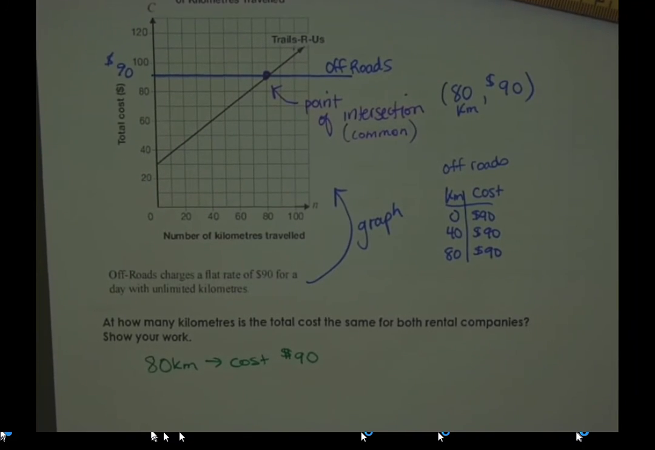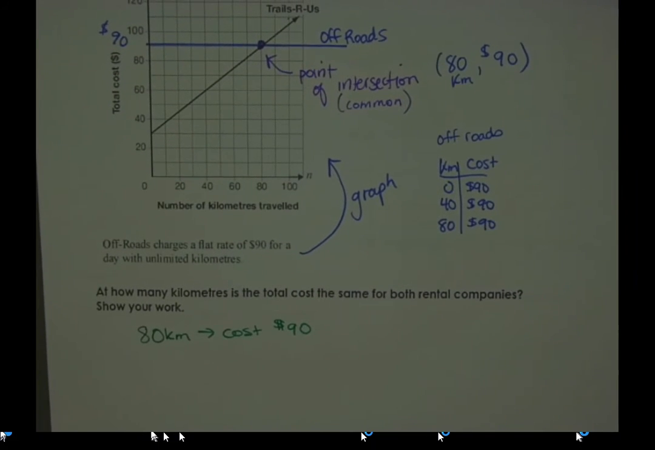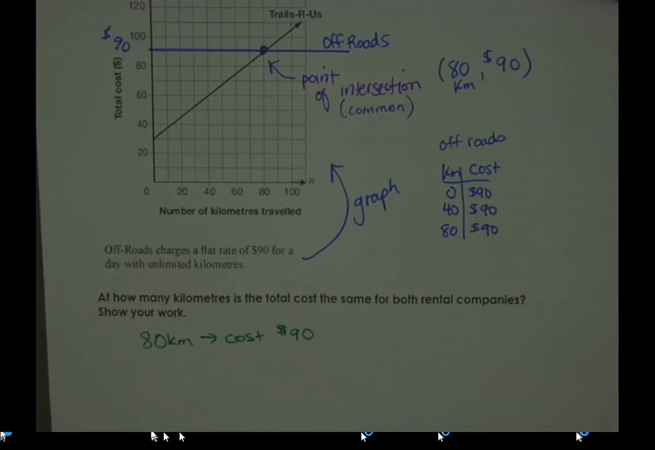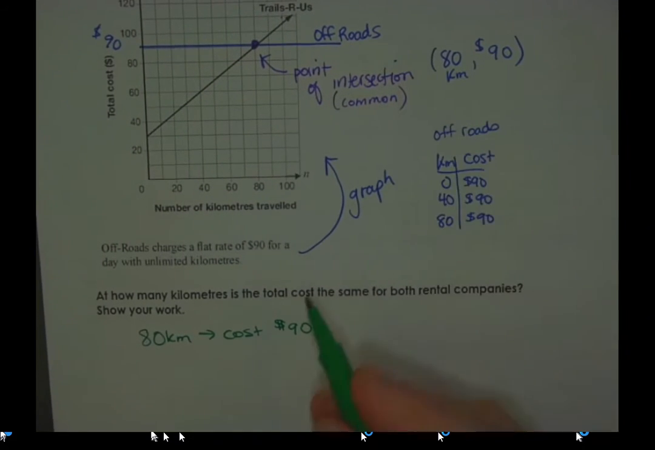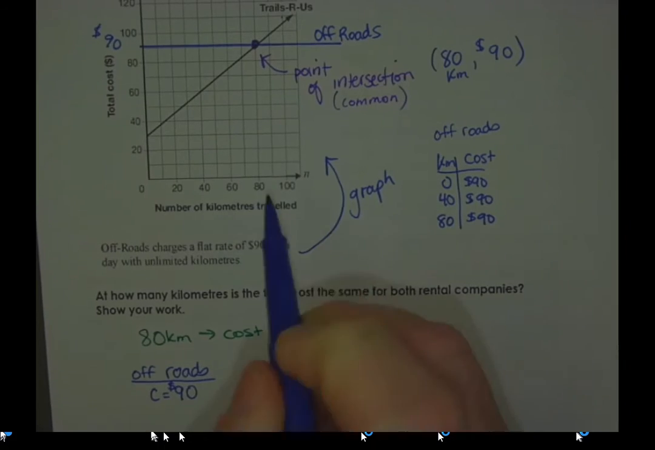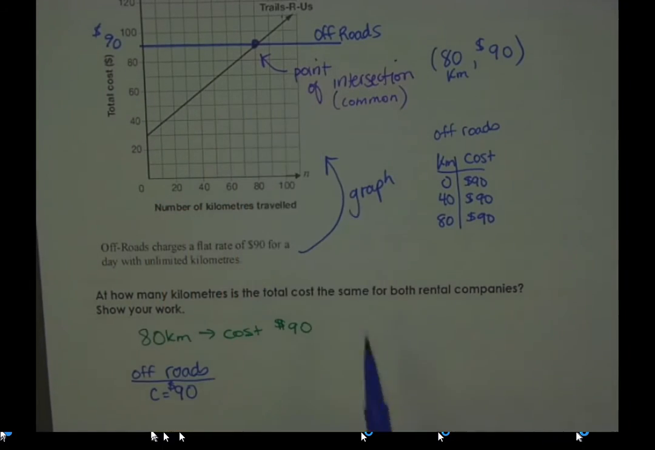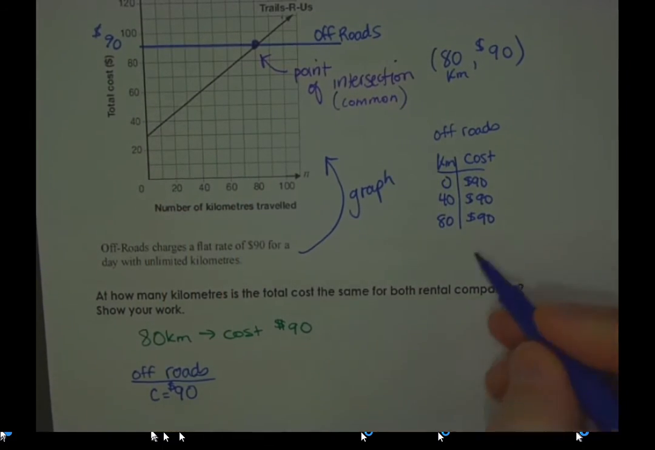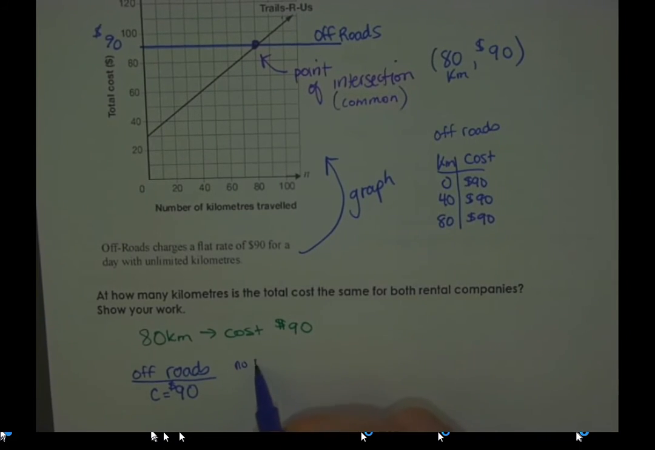Another person might say, well, is there an algebraic way, or using algebra, to do it? And the answer is yes. We know that for, let's do blue here, for off-roads, we have an equation, C equals $90. Because the cost is $90 the same, and for this one, there's no rate of change because it's a flat rate.